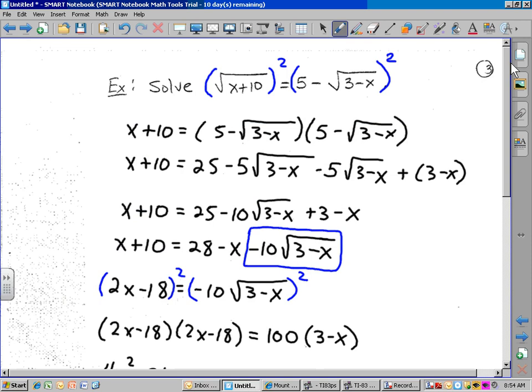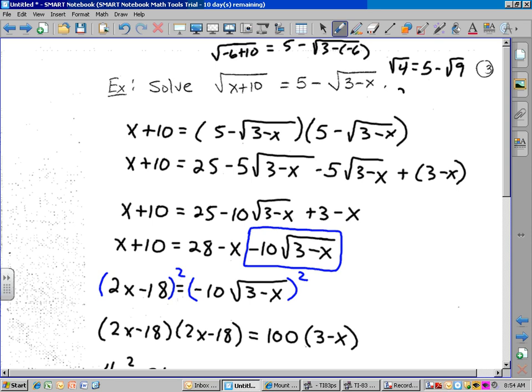Okay, so if we put negative 6 in here, square root of negative 6 plus 10, is that equal to 5 minus the square root of 3 minus a negative 6? Okay, so we get the square root of 4 on the left. On the right, we get 5 minus the square root of 9. So we get 2 equals 5 minus 3, 2 equals 2. That checks out. Negative 6 works.